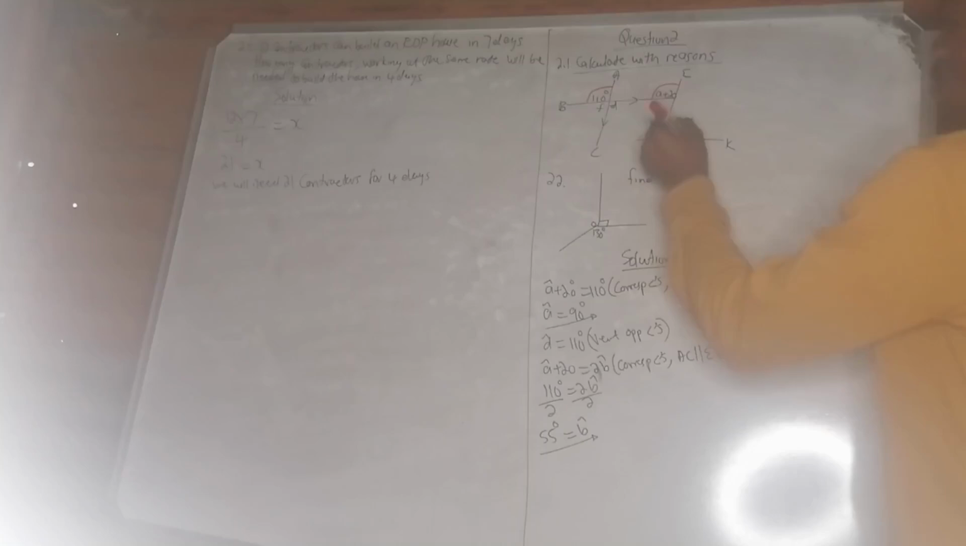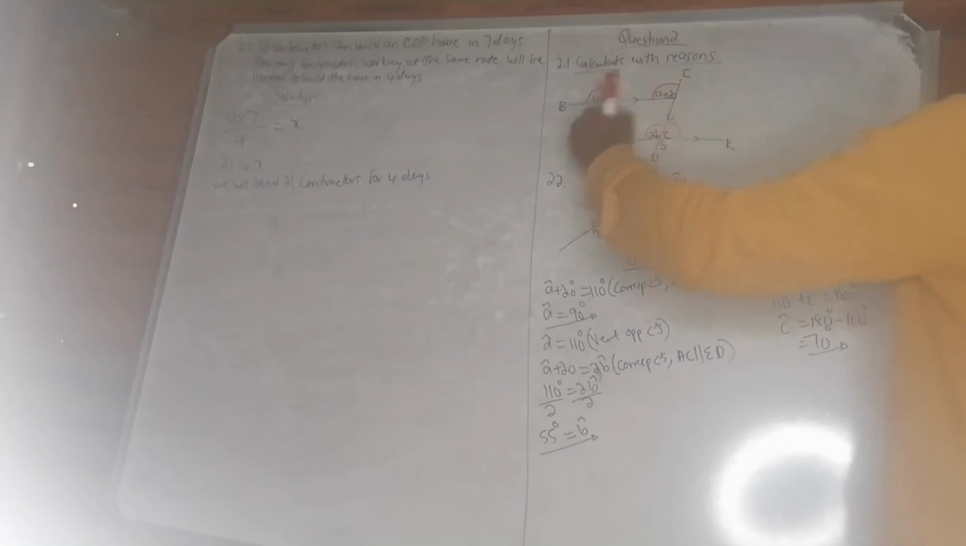And then the angle here and the angle here make a straight line. So I can say that 2B plus C equals 180 degrees. So they are straight line angles. 2 into 55 plus C equals 180. 110 plus C equals 180. C equals 180 minus 110, which is 70 degrees.